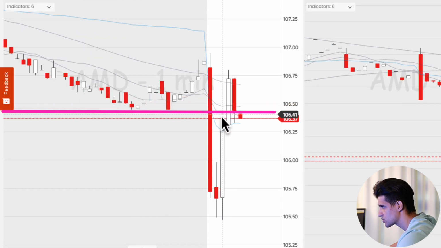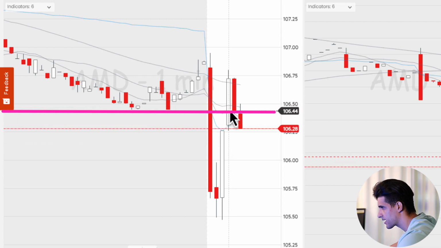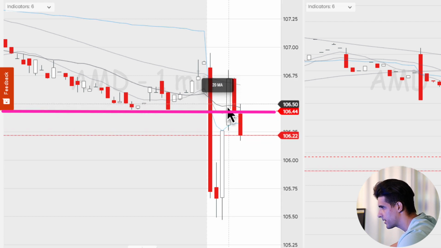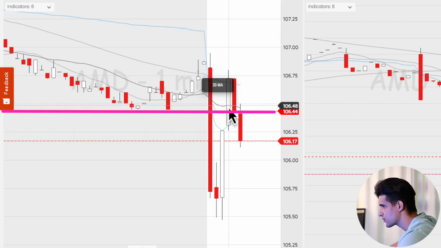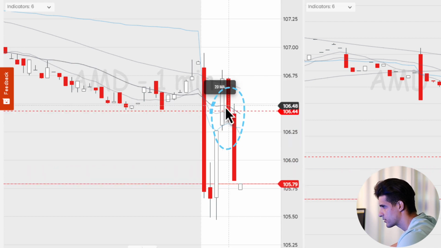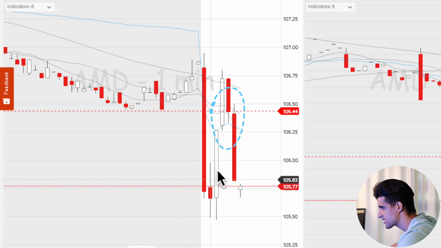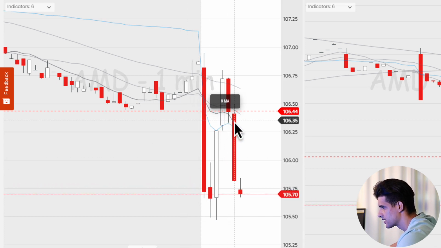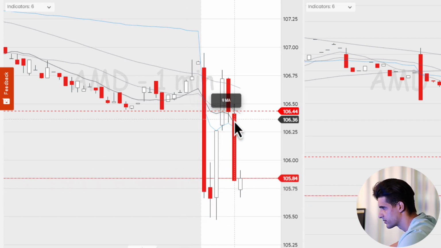So that's the level of support. And after the fake break, if we recover and we get back above the level of support, I buy it to the long side. And this is where my first entry was. I played it to the long side around here, considering this as a fake break, and unfortunately 1 minute later it got me stopped out.